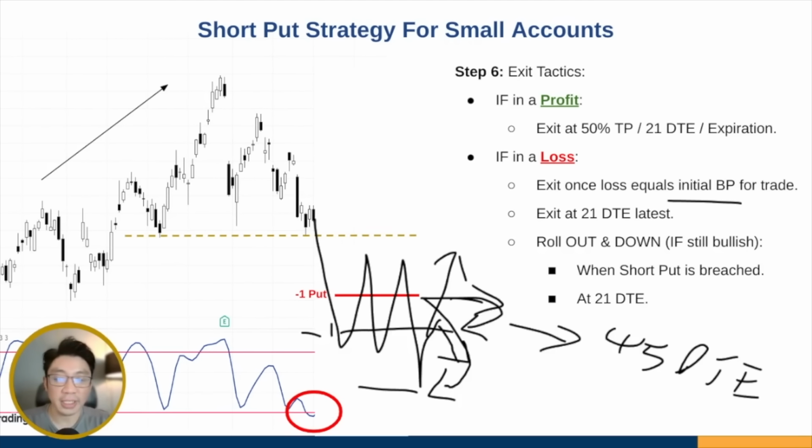All right, so these are the 6 steps to put on the short put strategy for small accounts.